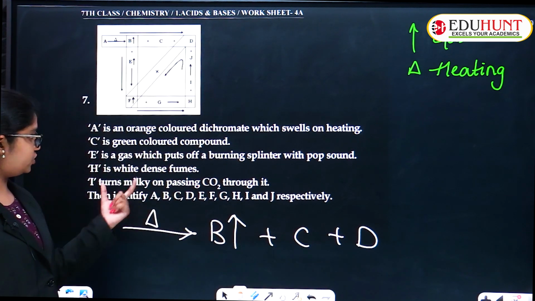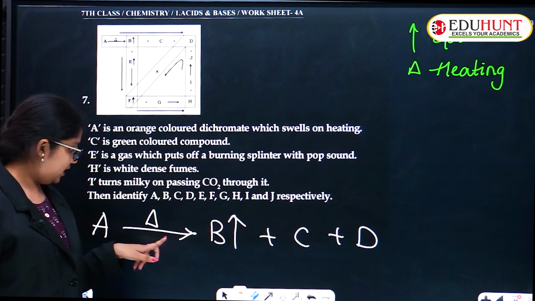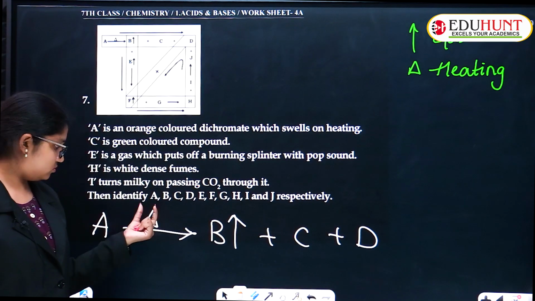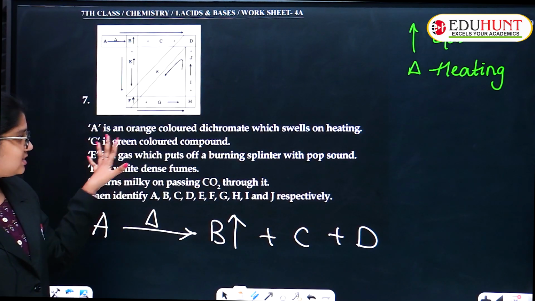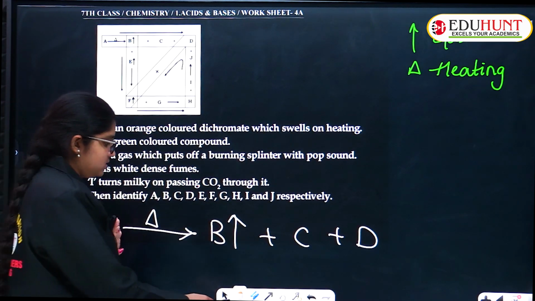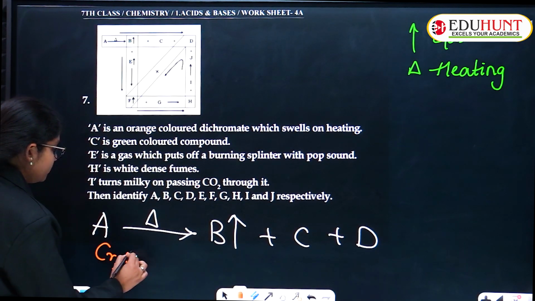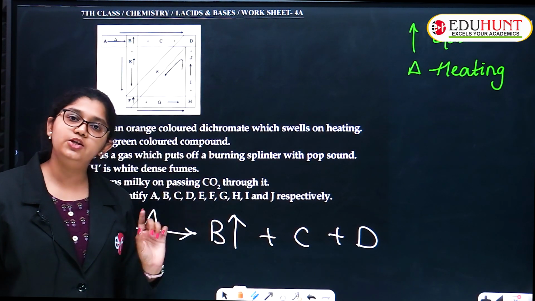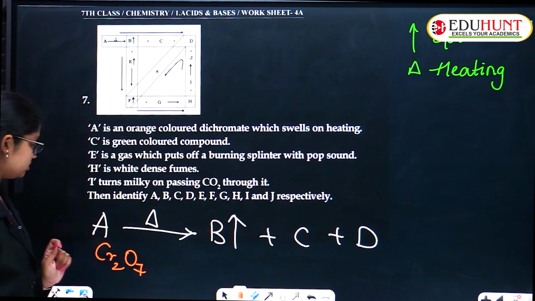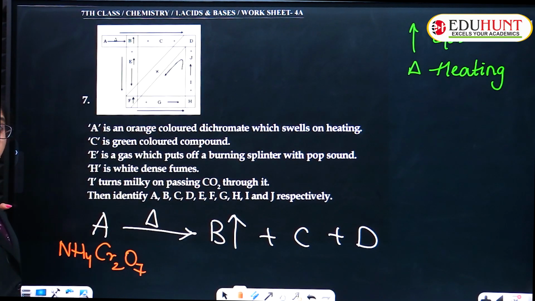They gave the information in the question that A is an orange colored dichromate which swells upon heating. This symbol, the delta triangle symbol, is heating. So we have to find out what A is. A is a dichromate. The formula of dichromate is Cr2O7, and it is orange in color. Children, the orange colored dichromate in the laboratory is nothing but ammonium dichromate. Repeat after me: ammonium dichromate.